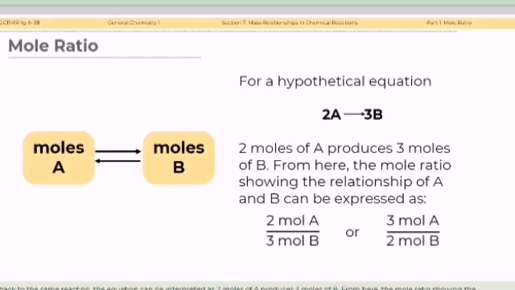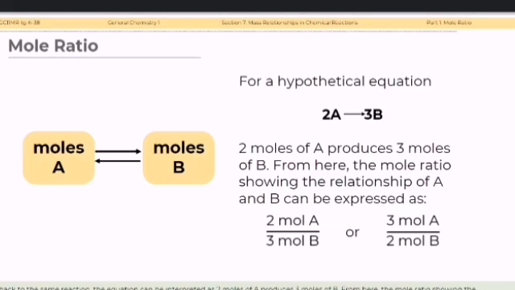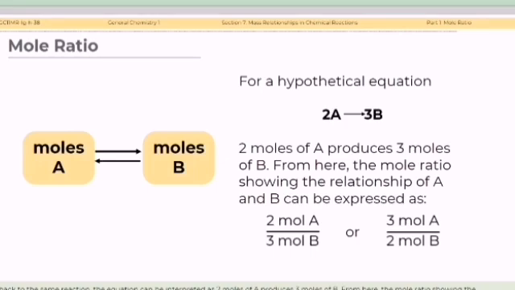Going back to the same reaction, the equation can be interpreted as 2 moles of A produces 3 moles of B. From here, the mole ratio showing the relationship of A and B can be expressed as 2 moles of A is to 3 moles of B, or 3 moles of A is to 2 moles of B.